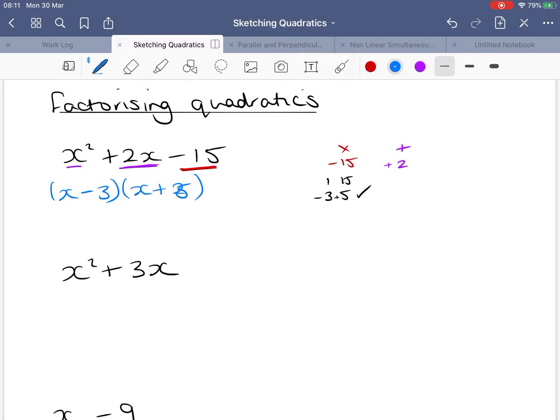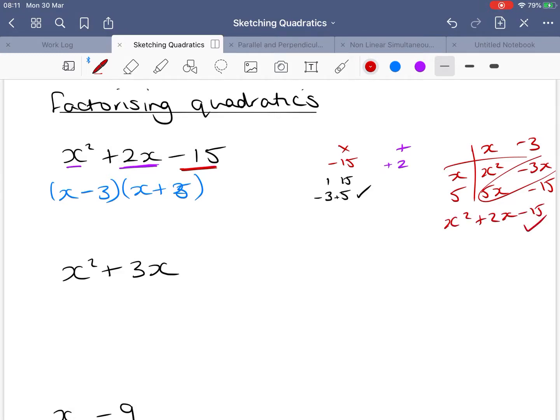Okay, it's always a good idea when you first do these and when you're first practising them to multiply it out. So quickly on the side, I use the grid method to multiply out brackets. So I've got x minus 3, x plus 5: x squared minus 3x plus 5x and minus 15. Put the x's together and you get your x squared plus 2x minus 15. Tick, it's worked. Okay, so that's the first type where you've got an x squared, an x and a constant term.